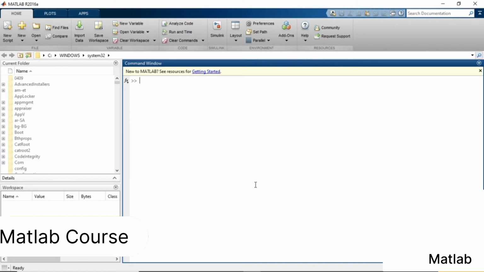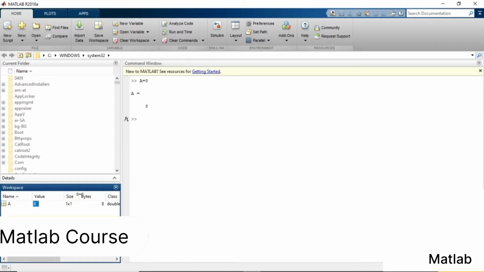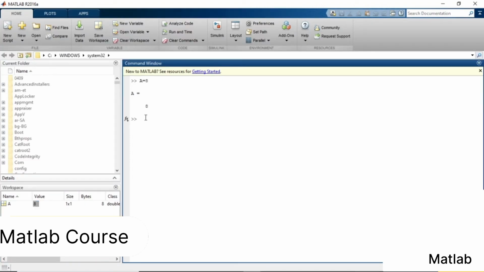Initially let me take a variable a which is equal to 8. As I have entered, the value of a is stored in the matrix, and now we are going to implement another. Let's call it b. b is equal to 18. So the value of b is also stored in the form of a matrix.